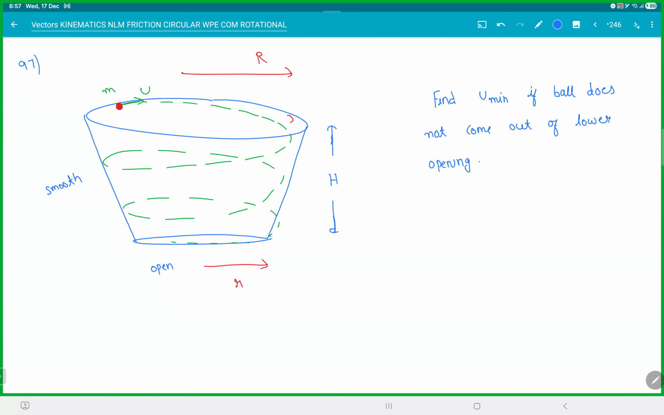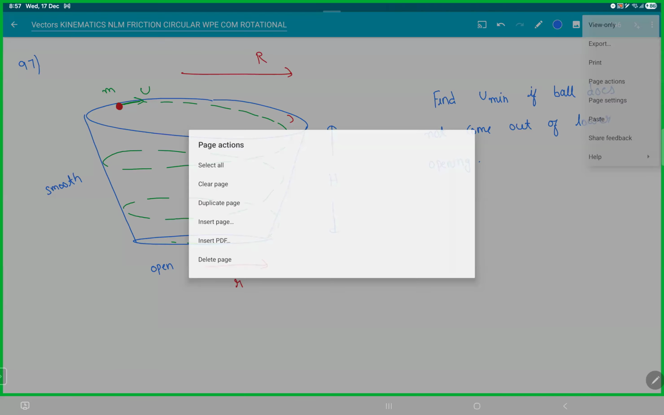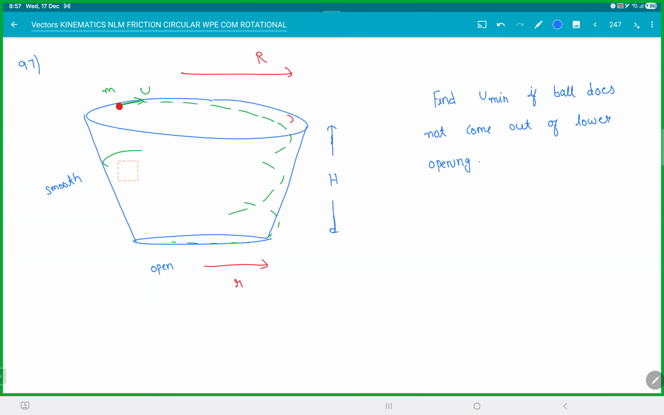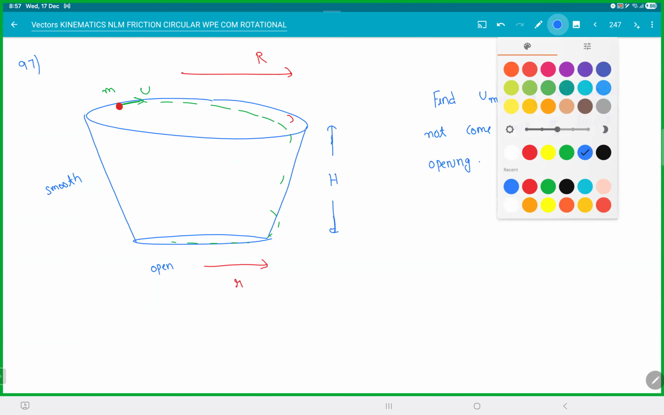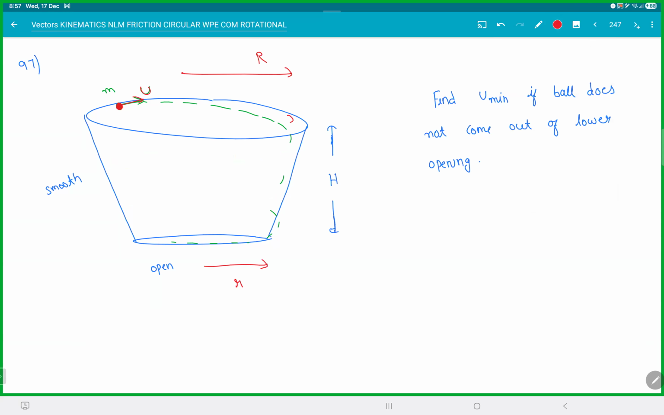So your initial state and the final state. Let's say when you come to the lowest position, here your speed is u. At the lowest position, you will have a speed Vx and Vy. Since you said minimum speed, Vy will be 0. If u is not a minimum, then Vy will not be 0. So that guy is 0.